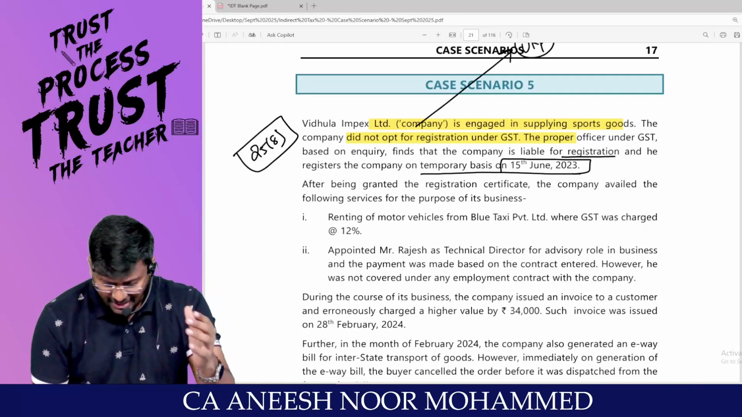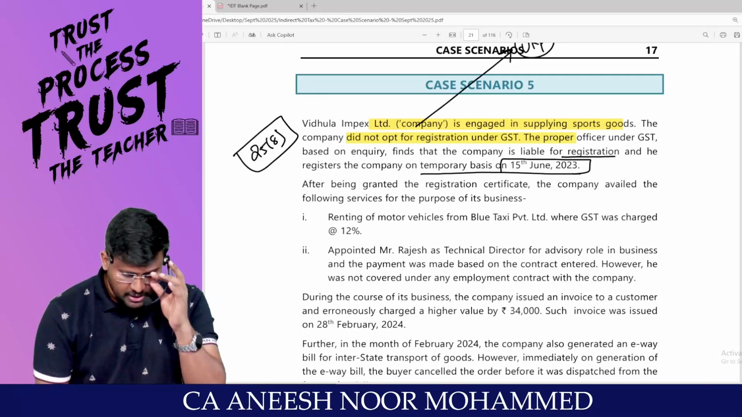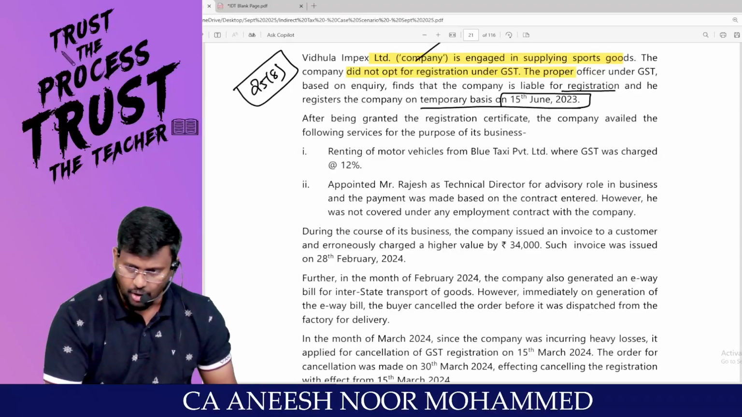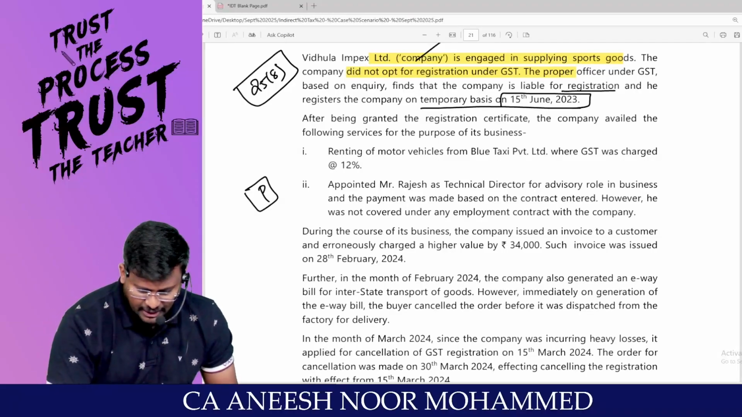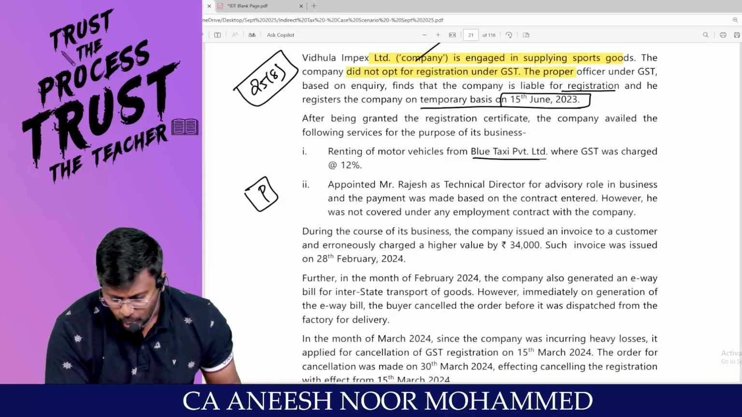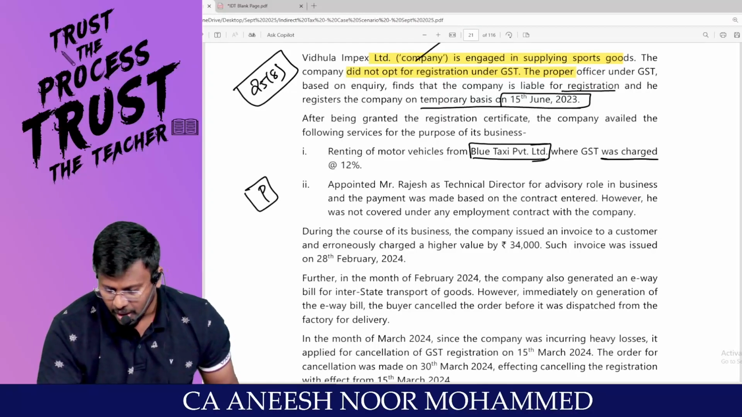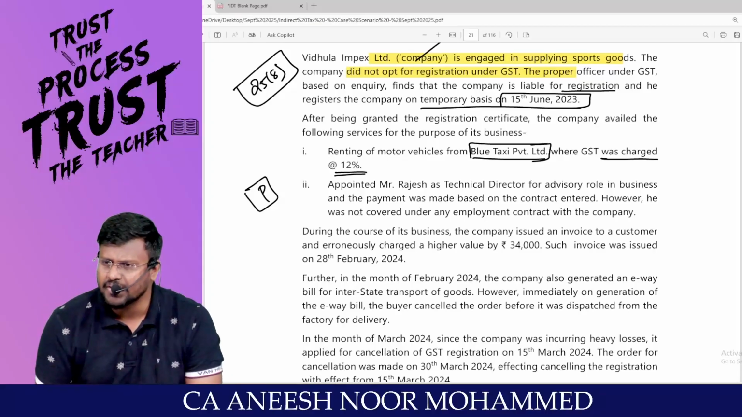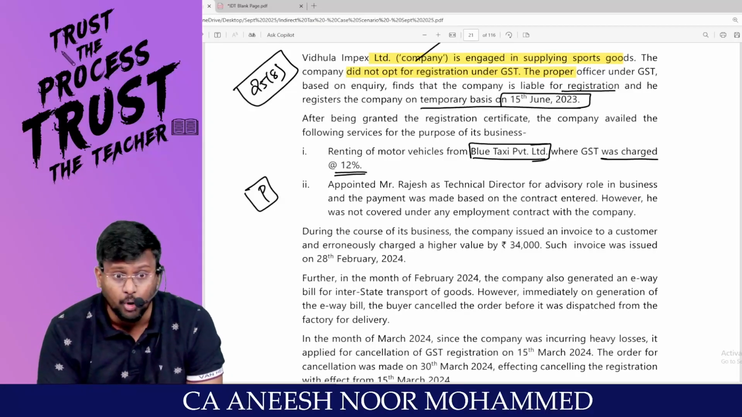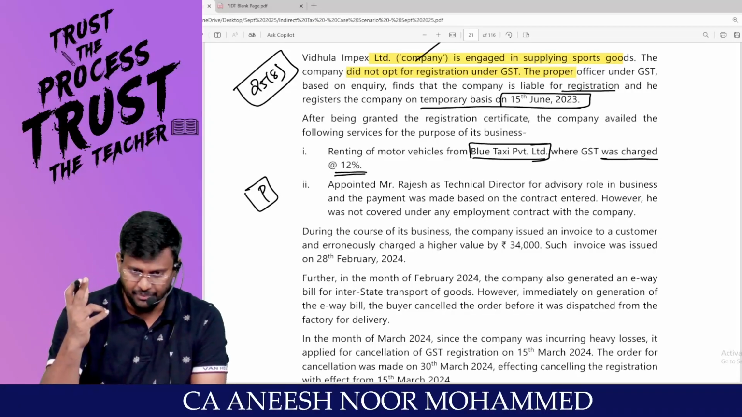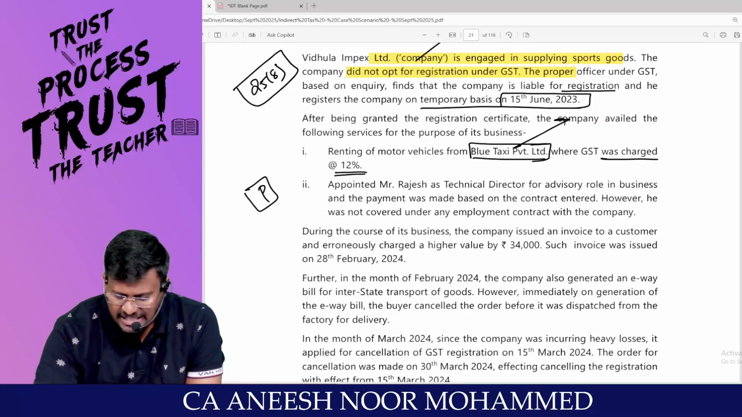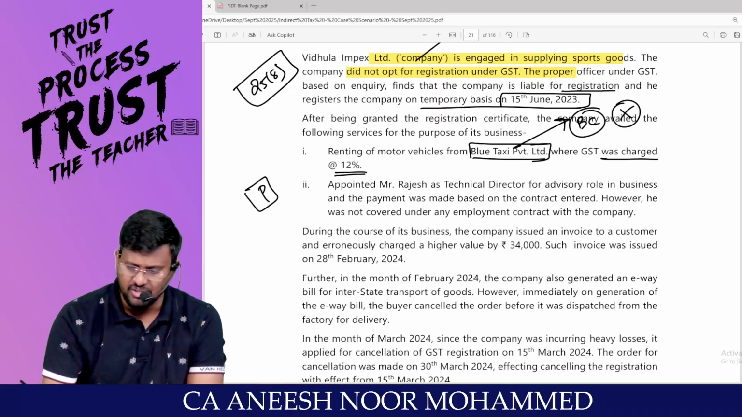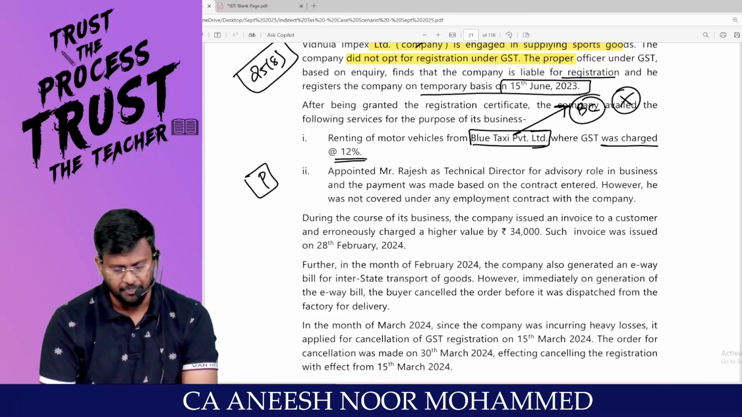After being granted the registration certificate, the company availed the following services for the purpose of its business. Sir, after I got the certificate, all this was purchased. Renting of motor vehicle from Blue Taxi Private Limited, where GST was charged at 12%. As we all know, security services, sponsorship services, renting of motor vehicle are all RCM. But if the service provider is a body corporate, RCM provisions will not be applicable. So for this transaction, RCM provision will not be applicable.